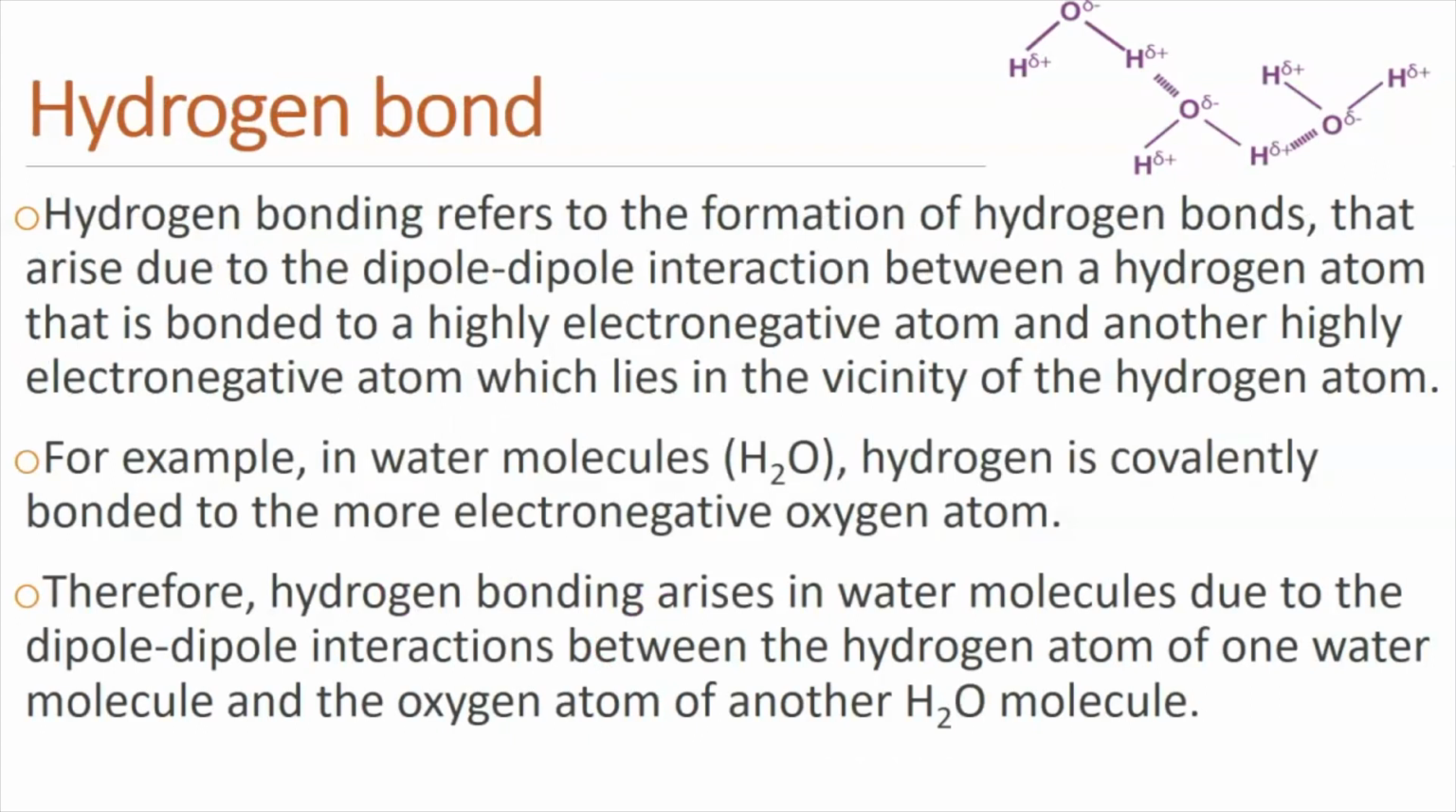Next one is hydrogen bonding. Hydrogen bonding refers to the formation of hydrogen bonds that arise due to the dipole-dipole interaction between a hydrogen atom that is bonded to a highly electronegative atom and another highly electronegative atom which lies in the vicinity of the hydrogen atom. The most common example for hydrogen bonding is water molecules. The hydrogen is covalently bonded to the more electronegative oxygen atom. Hydrogen bonding arises in water molecules due to the dipole-dipole interactions between the hydrogen atom of one water molecule and the oxygen atom of another water molecule.